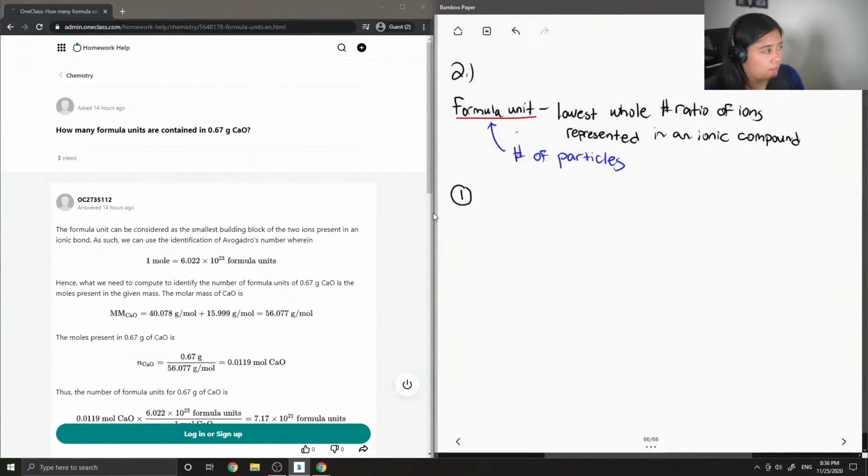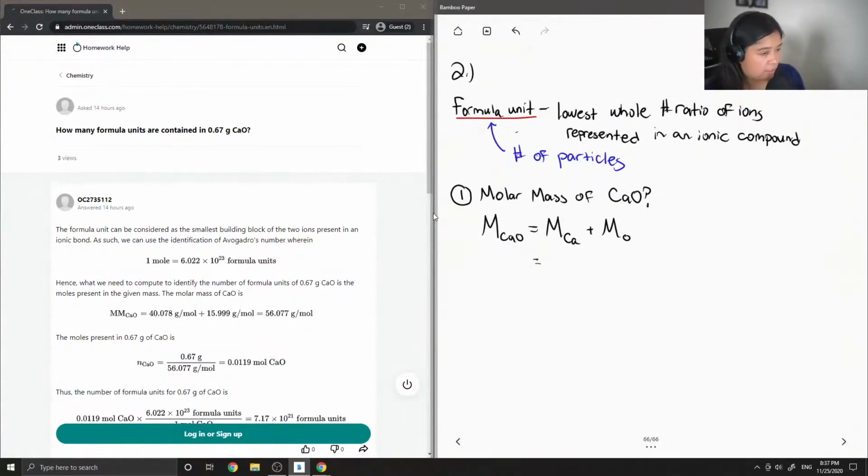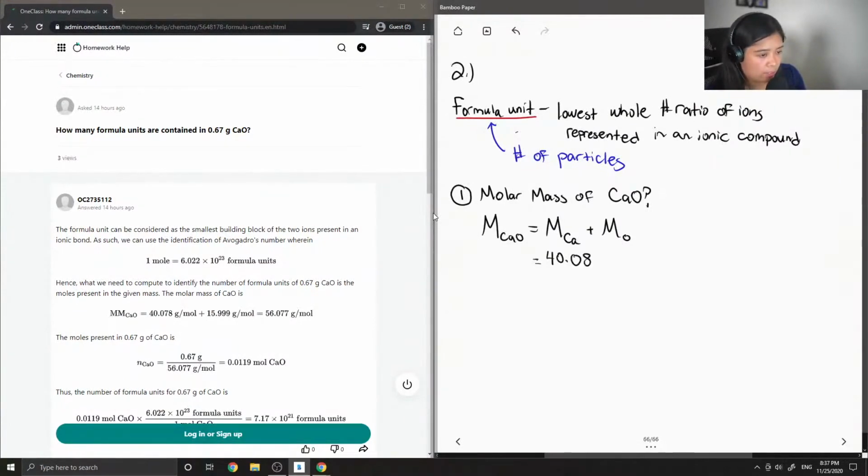So the first part of the answer is to first find the molar mass of calcium oxide. To find the molar mass of calcium oxide, we would need both the atomic masses of calcium and oxygen. And since there is one atom of each, I don't need to make any multiplication steps. So the molar mass of calcium is 40.08 grams per mole. Molar mass of oxygen is 15.99 grams per mole. Adding these values up gives us a molar mass of 56.08 grams per mole.